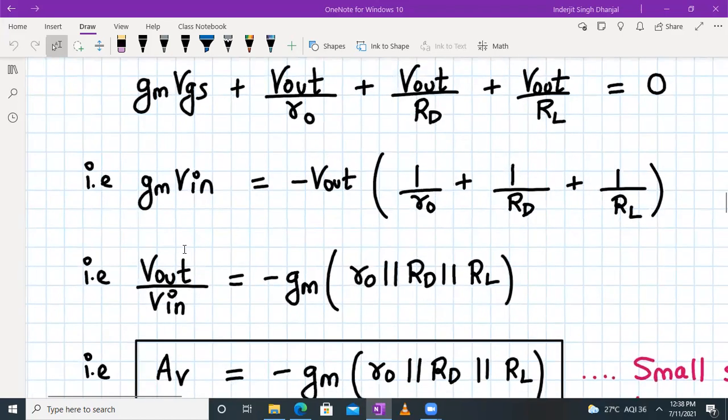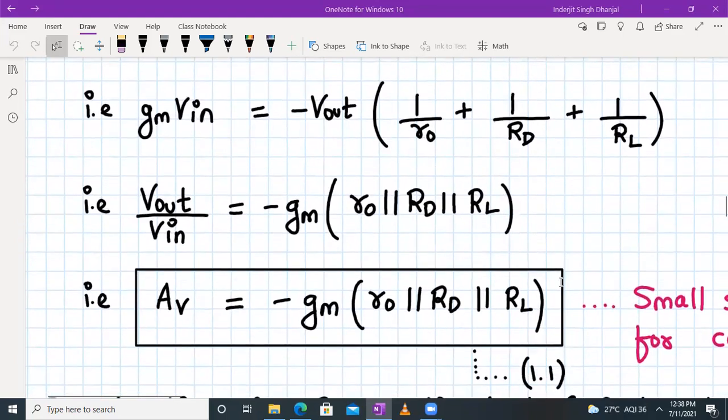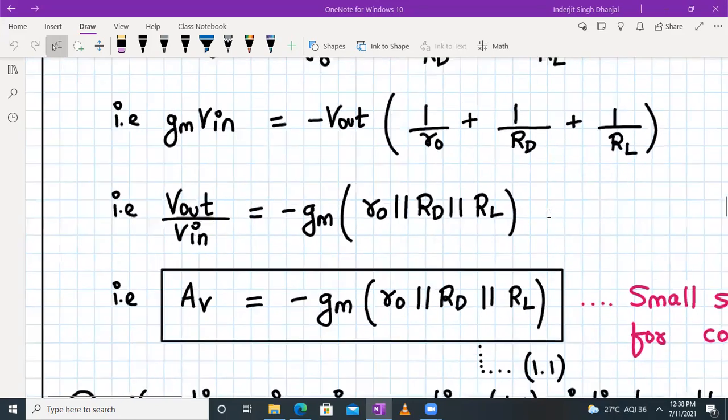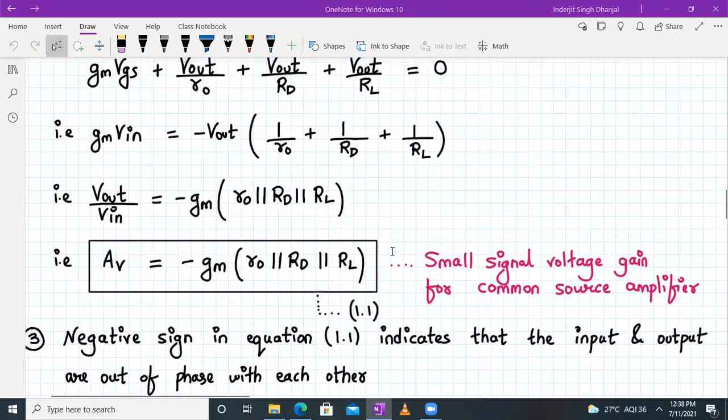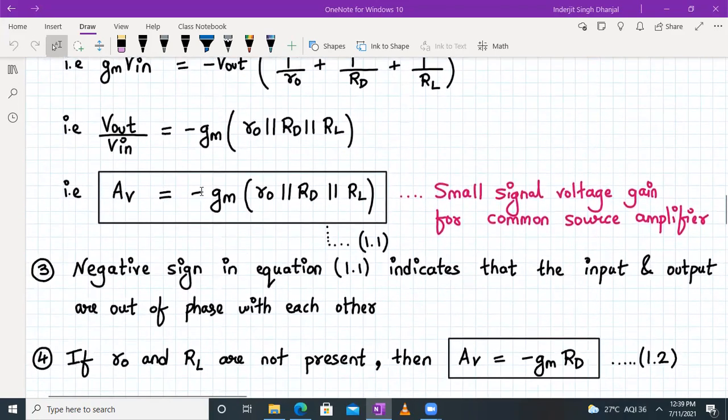So we can write V out upon V in as minus GM into RO parallel to RD parallel to RL. So V out upon V in is nothing but my small signal voltage gain. So my small signal voltage gain for a common source amplifier is given by the formula AV is equal to minus GM into RO parallel to RD parallel to RL. And this we call equation number 1.1. Now over here, if you see carefully, the minus sign indicates that the input and output are out of phase with each other. Fine.